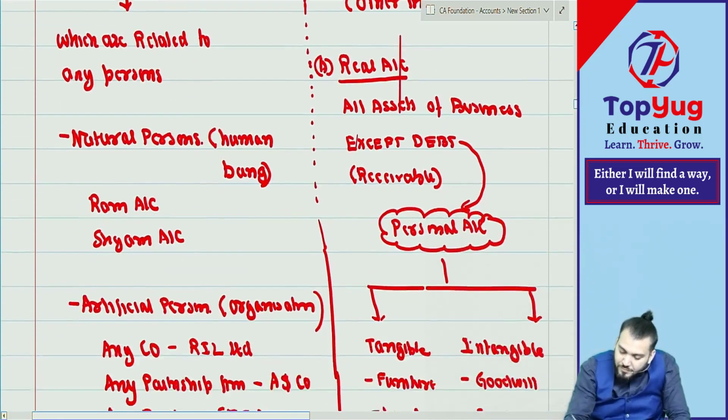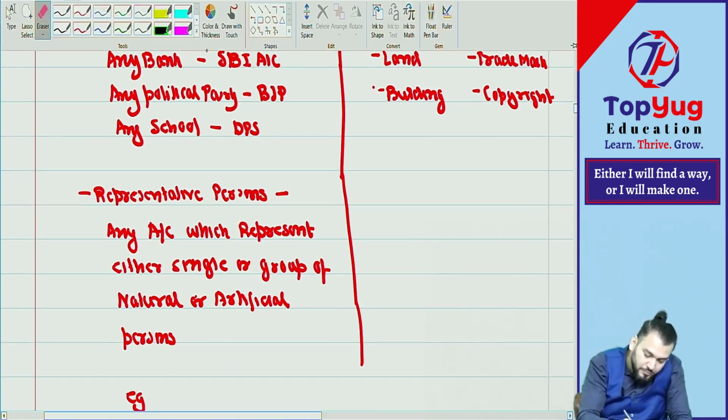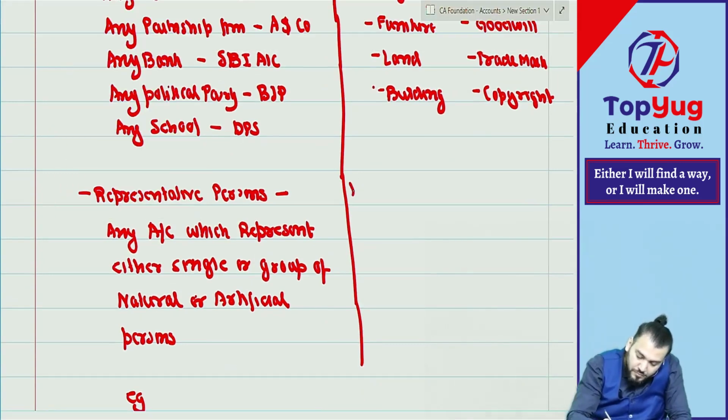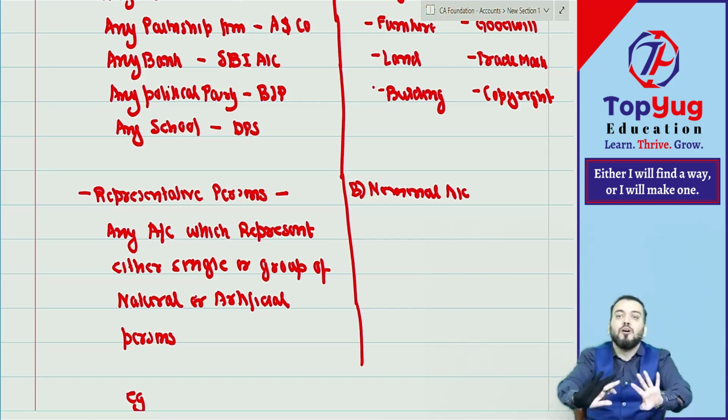Now coming to point number B, nominal account. So nominal account means what? All income and all expenses. All income of business and all expenses of business will be nominal account.